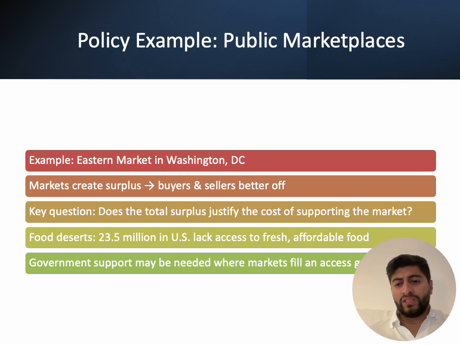An example is the Eastern Market in Washington, D.C., which creates surplus for both buyers and sellers. In the US, according to some statistics, about 23.5 million people live in food deserts. Food deserts are areas without easy access to fresh or affordable food. In those cases, government support for markets can improve welfare and access to goods.